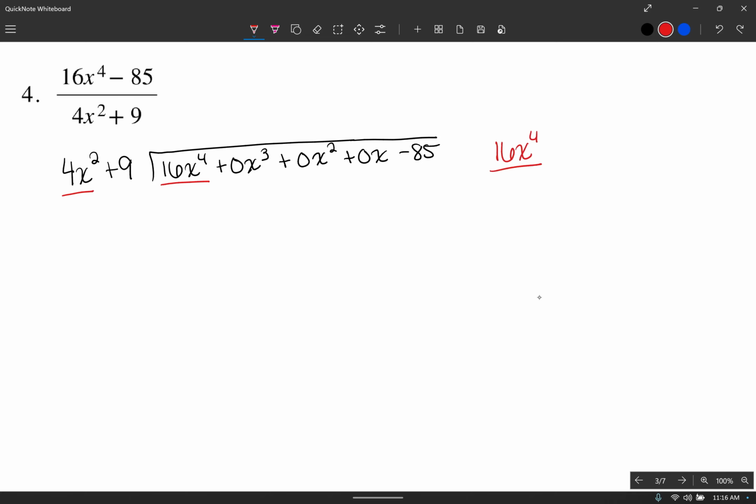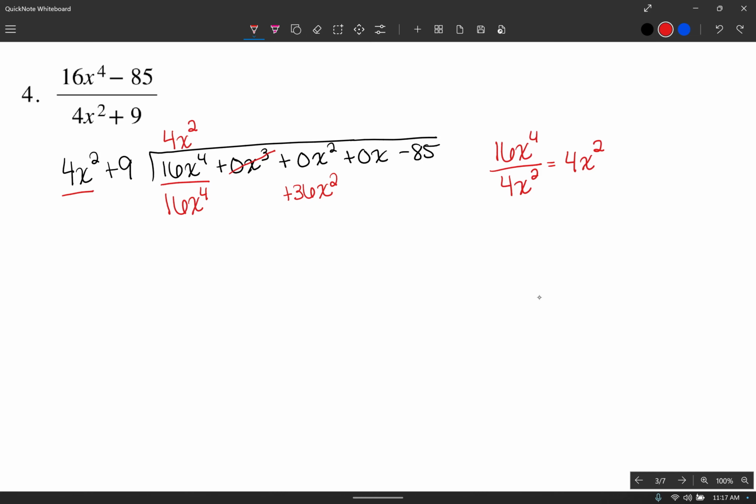16x to the 4th divided by 4x squared is 4x squared. 4x squared times 4x squared is 16x to the 4th. And 4x squared times 9 is 36x squared. So I don't have an x to the 3rd, I'm just going to ignore that one. But I am going to line up my 36x squared with its like term of 0x squared.